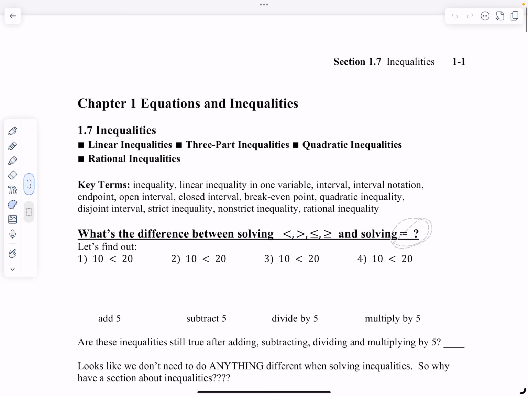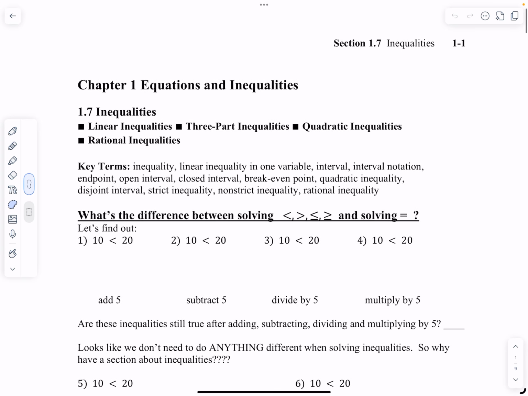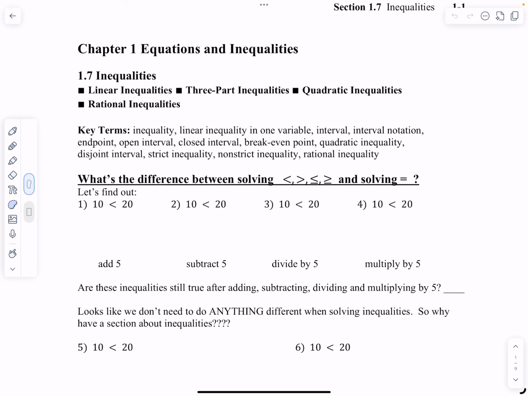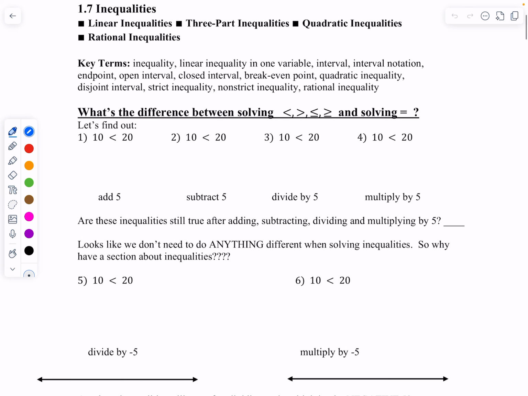So you've probably learned the Mongo trap. You've probably memorized that at some point in your life, but I want you to understand why we do things differently with inequalities. So this first little part is just explaining the why.